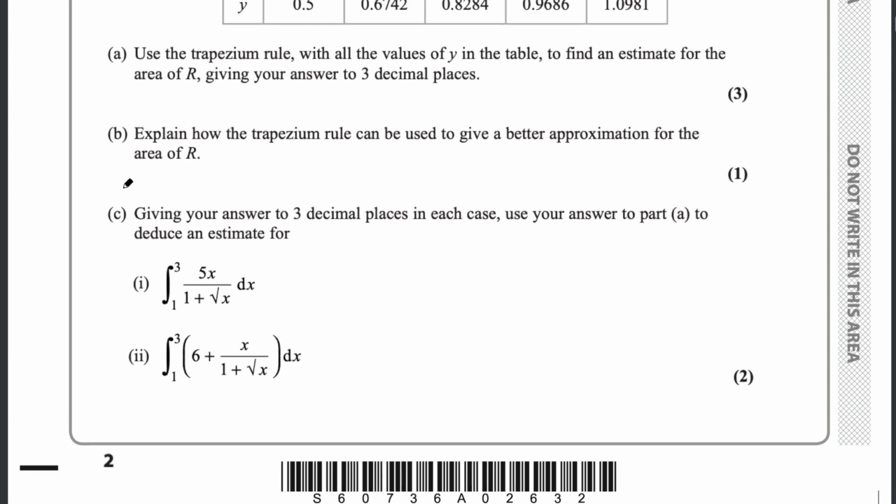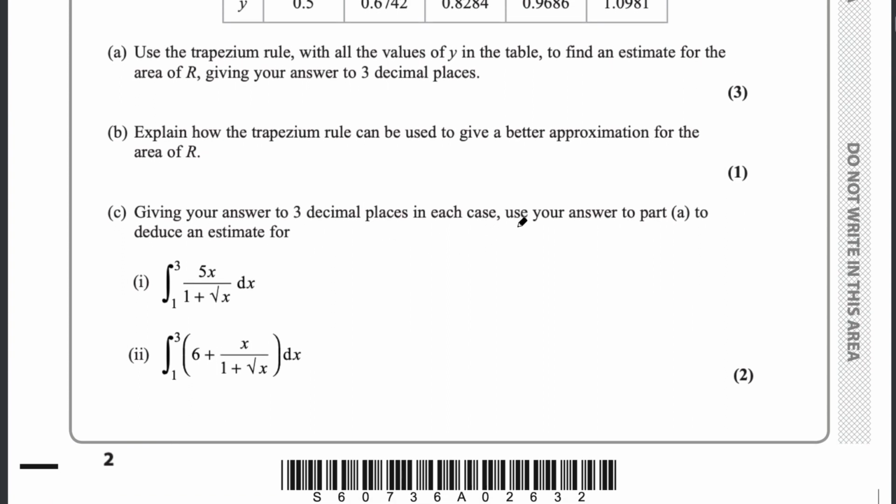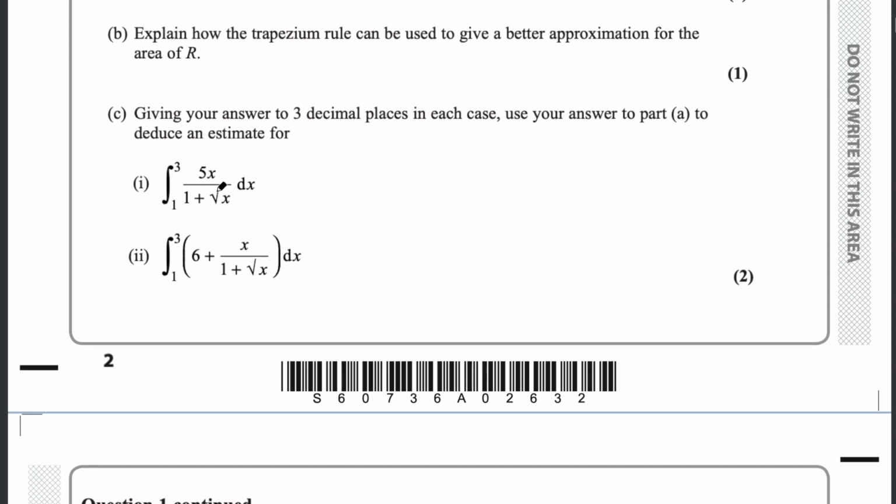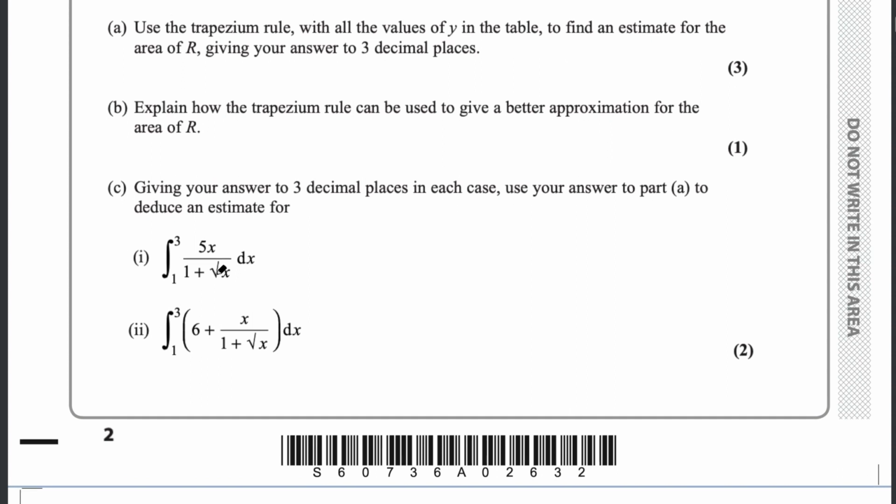Part C says, giving your answer to 3 decimal places in each case, use your answer to part A to deduce an estimate for the integral from 1 to 3 of 5x over 1 plus root x with respect to x, and part 2, the integral from 1 to 3 of 6 plus x over 1 plus root x with respect to x. So what is this going to do to the graph? That's what you need to figure out.